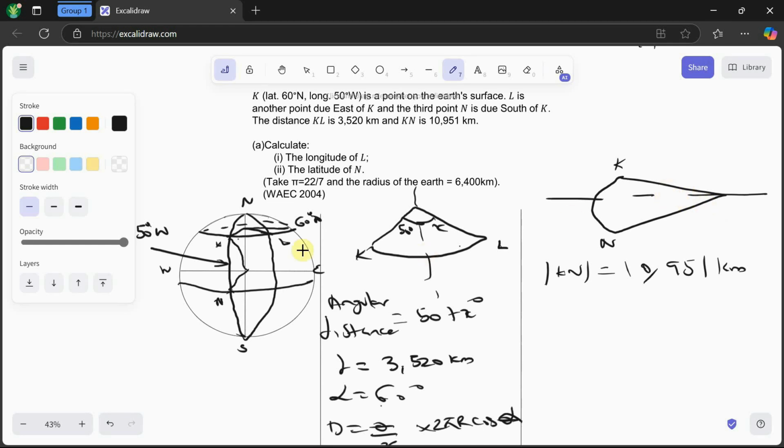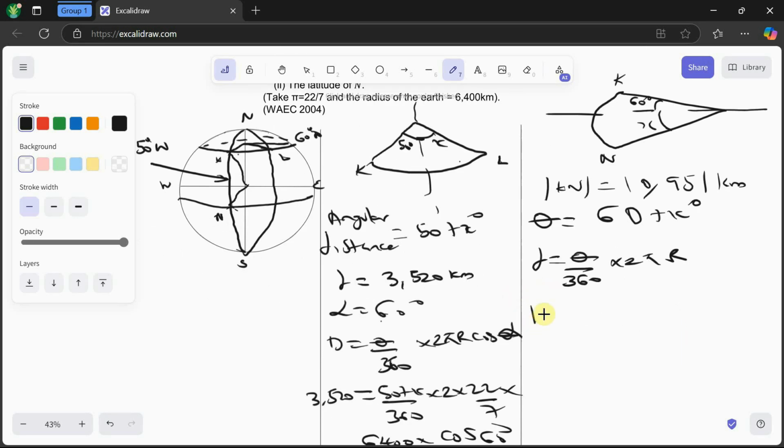From here to here, this point is 60 degrees north, right? Because now they have the same line of longitude, so it's the lines of latitude that are different. So from here to here is 60 degrees, but from here to here is unknown, so we'll just put x. So our theta is 60 plus x degrees, right? So we know our distance d is theta over 360 times 2 pi r.